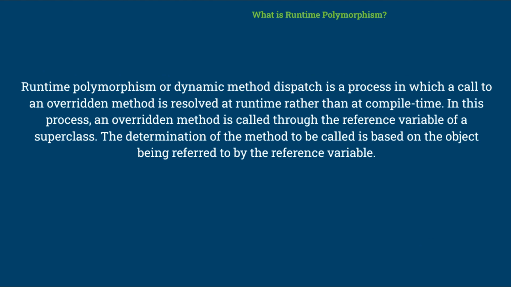First question, what is runtime polymorphism? Runtime polymorphism, or dynamic method dispatch, is a process in which a call to an overridden method is resolved at runtime rather than at compile time. In this process, an overridden method is called through the reference variable of a superclass. The determination of the method to be called is based on the object being referred to by the reference variable.